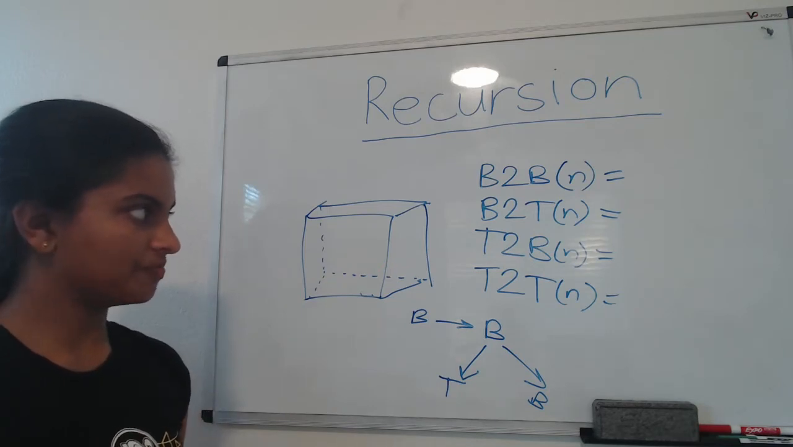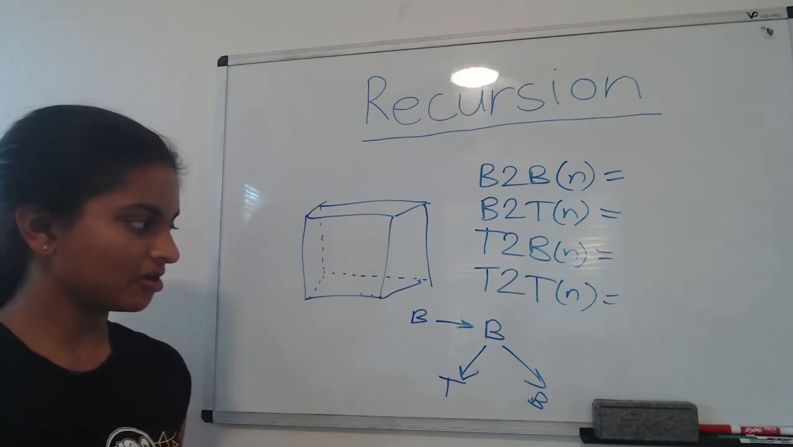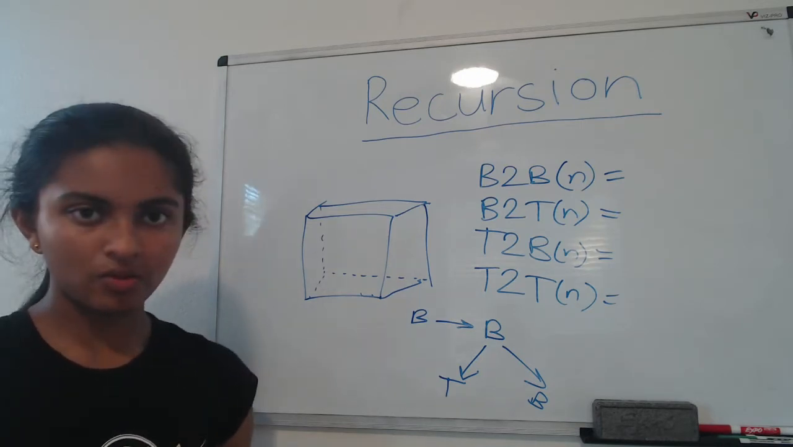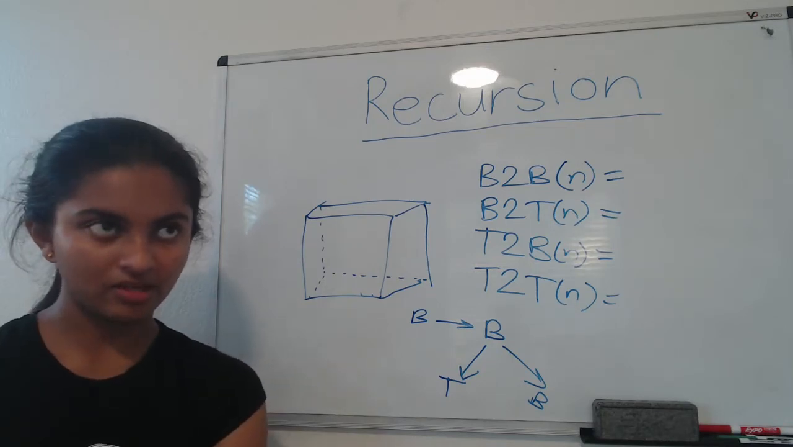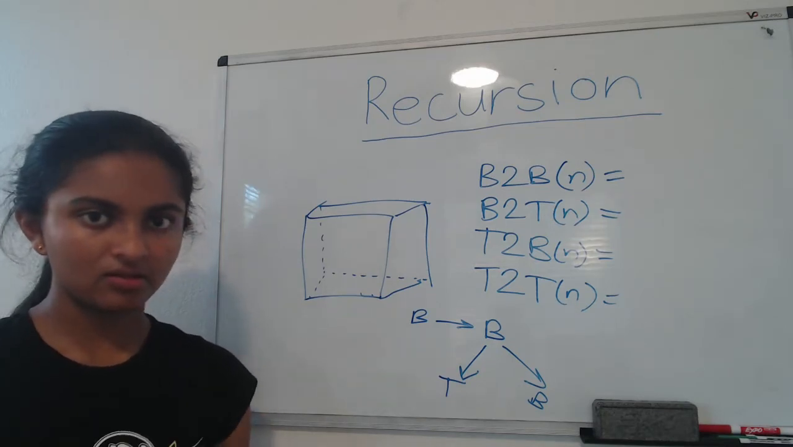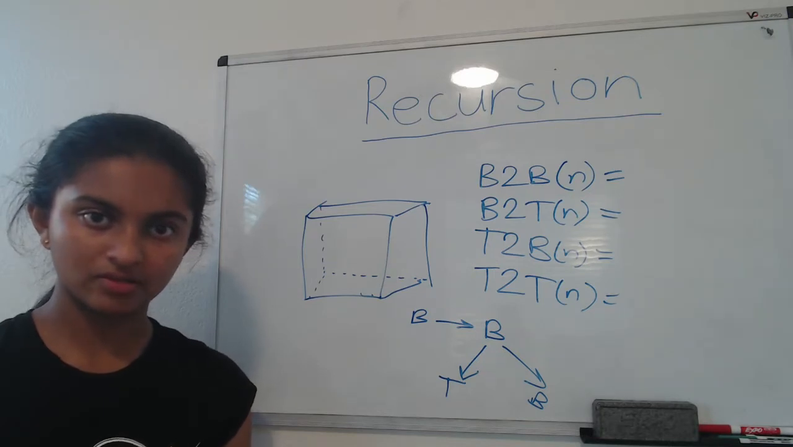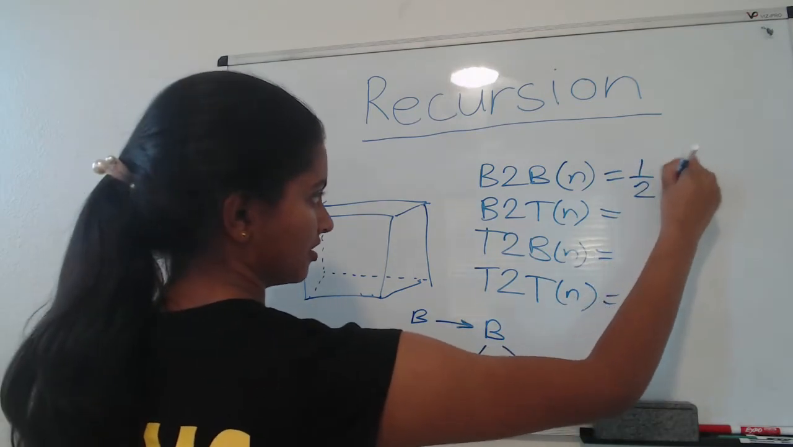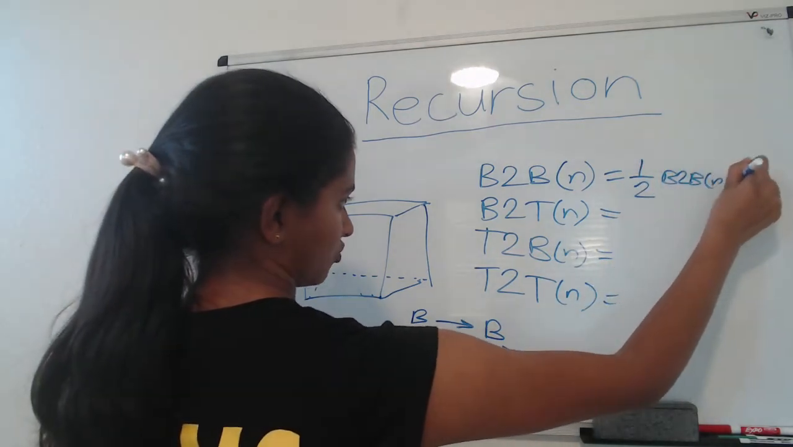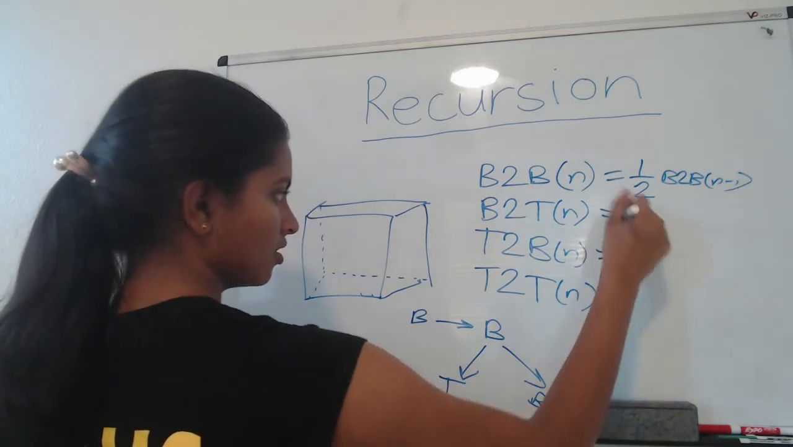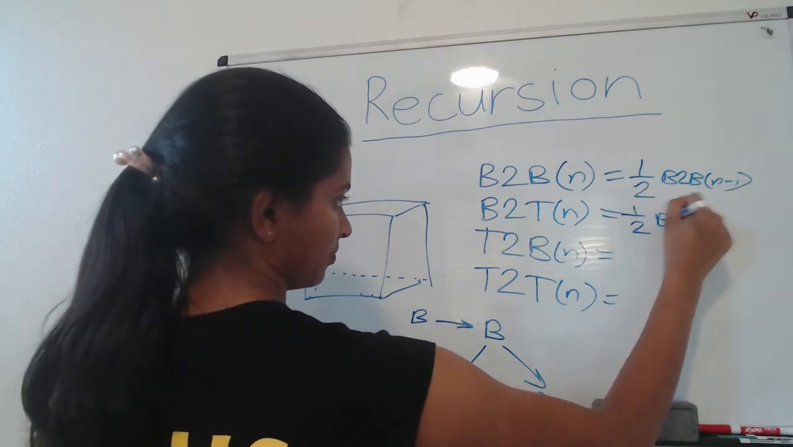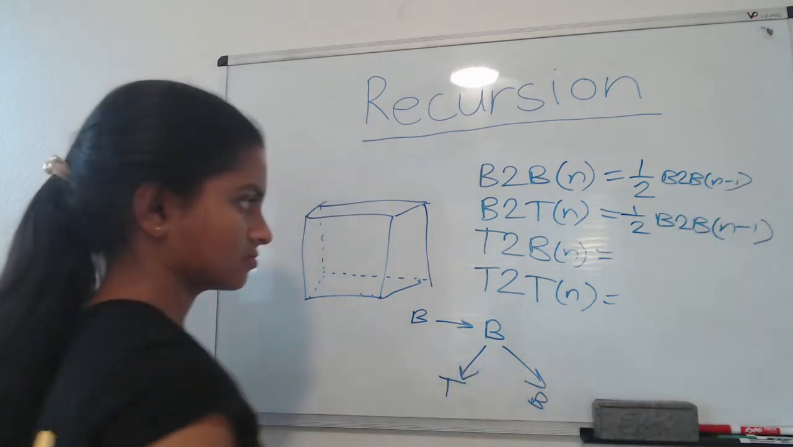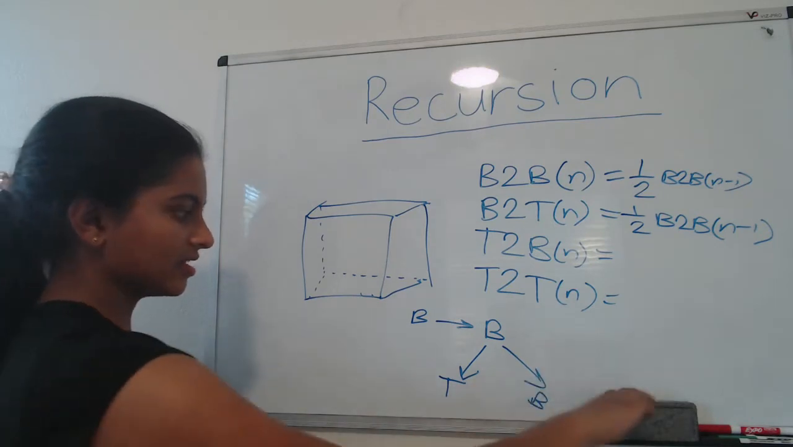So that means of B to B, 1/2 of B to B goes to B to T. The other half goes to B to B, if that makes sense. I know I say that too much, but still. So we can say that 1/2 of B to B at n minus 1 goes here. 1/2 of B to B at n minus 1 goes here. Now let's think about B to T.